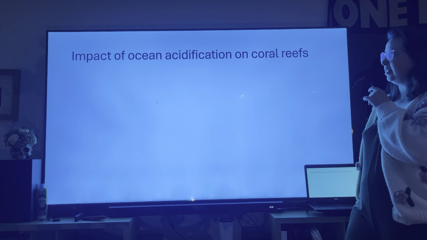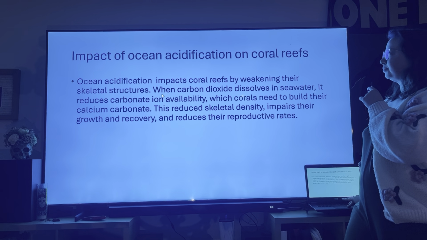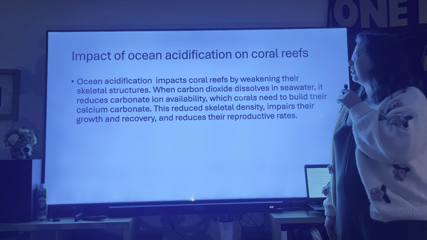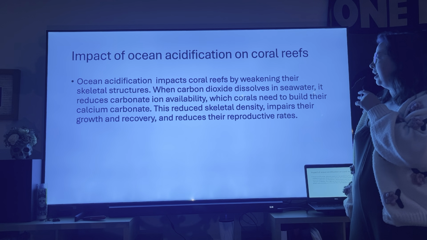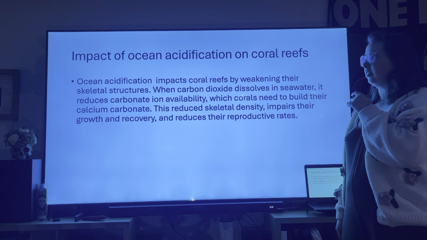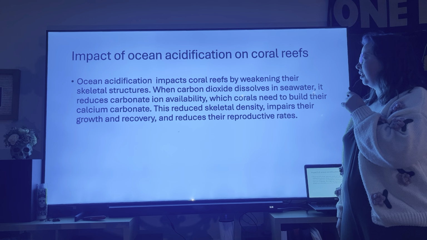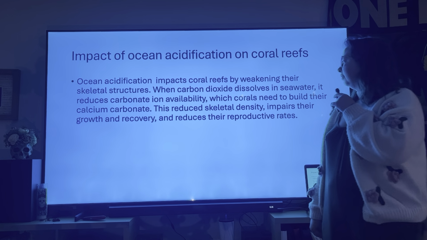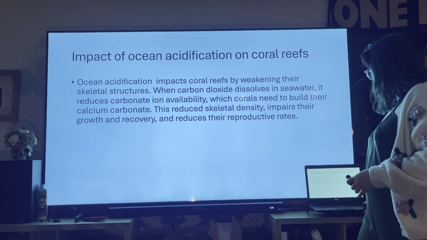Let's move on. The impact of ocean acidification on coral reefs. Ocean acidification impacts coral reefs by weakening their skeletal structures. When carbon dioxide dissolves in seawater, it reduces carbonate ion availability, which corals need to build their calcium carbonate. This reduced skeletal density impairs their growth and recovery, and reduces their reproductive rates.